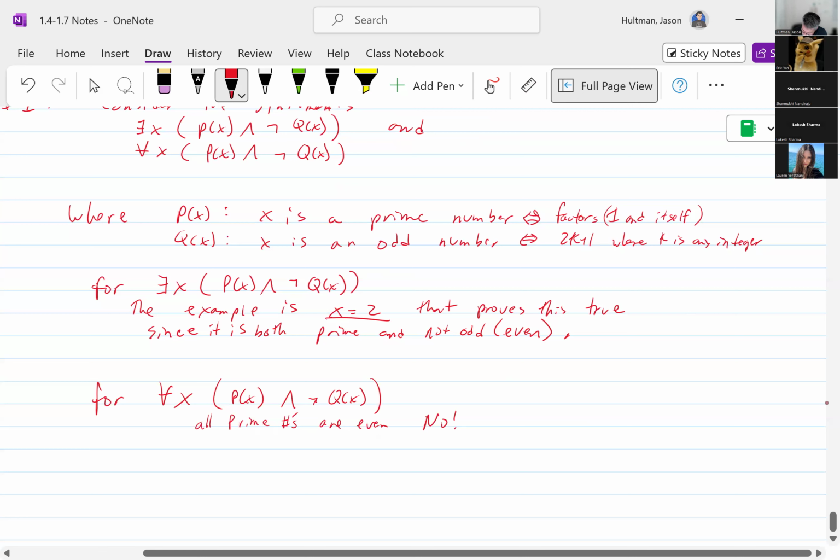Okay, so the counterexample, x equals 3, proves this false, since 3 is both prime and odd. Right?